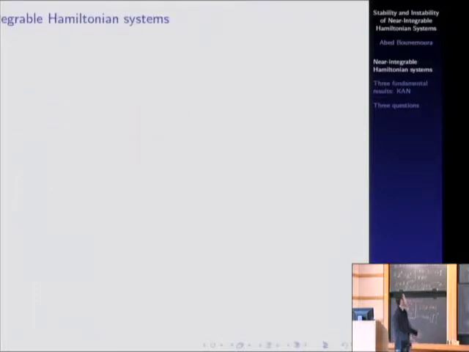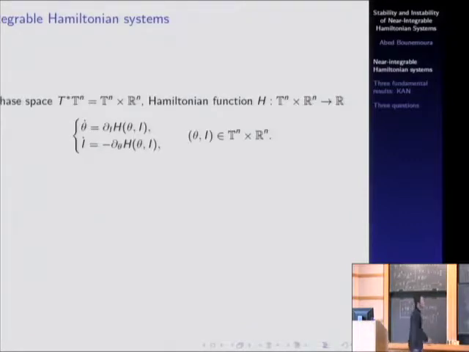So I will explain what is an integrable Hamiltonian system, just for the purpose of this talk. So I'm going to consider dynamical systems. The phase space is going to be the cotangent bundle of the torus, which is just T^n times R^n. This is going to be my phase space. And I consider a function defined on T^n times R^n, called the Hamiltonian function. And to this function, I associate this system of differential equations. These are Hamiltonian differential equations, in the usual form, and this is going to be my object of study today.